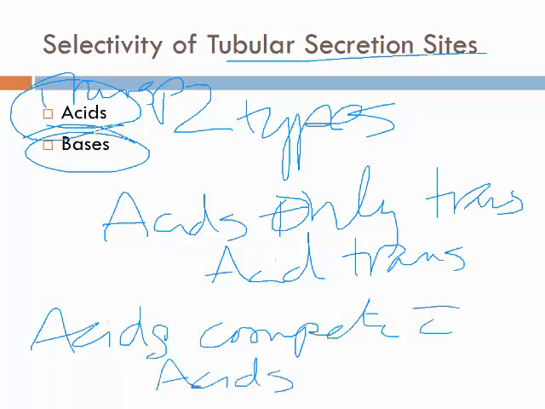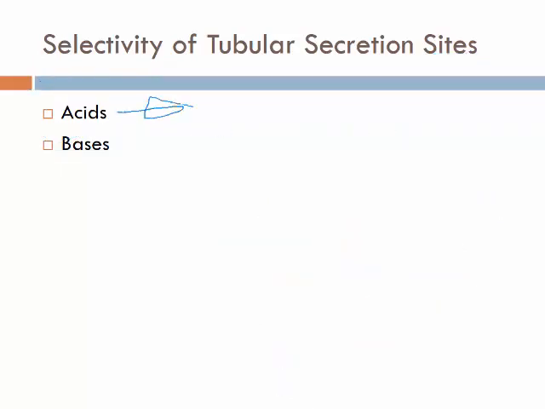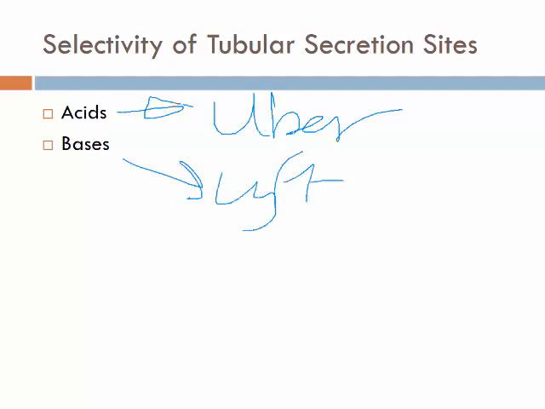And bases will compete with bases. If you have an acid and a base, they won't compete with each other because they have different Uber rides. Let's say, if we can use today's analogy, maybe we could say that acids take Uber and bases take Lyft, and they don't cross over. So an acid cannot take a Lyft. No. A base cannot take an Uber. No. Acids can take Ubers, bases can take Lyfts. So an acid will not compete with a base for a Lyft ride, and bases will not compete with an acid for an Uber ride.